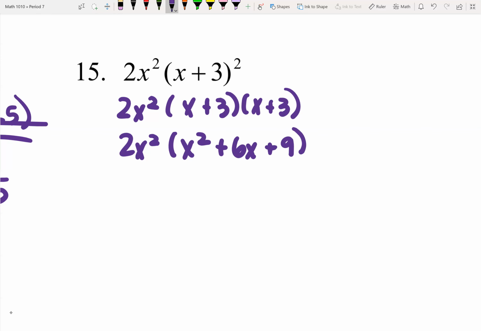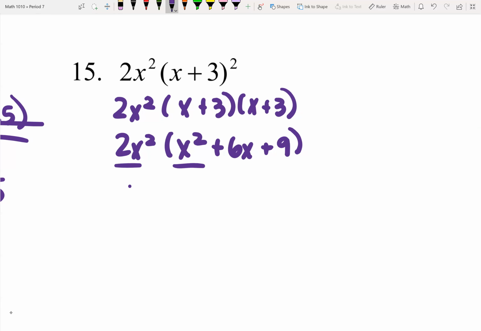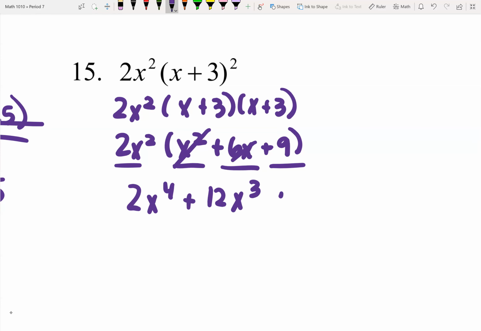One word that tells me what to do right now. Tell me. Distribute. So 2x to the second times x to the second, that's 2x to the 4th. 2x to the second times 6x, that's 12x to the 3rd. 9 times 2 is 18x to the second. Highlight your answer. Done. Piece of cake.